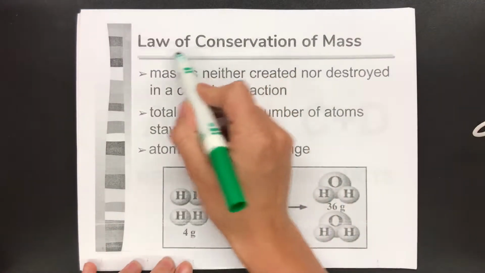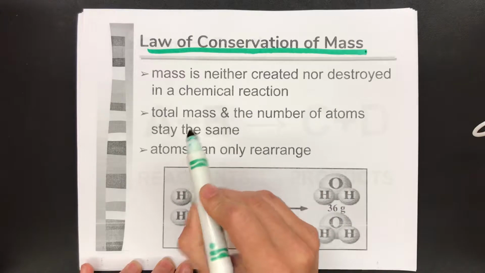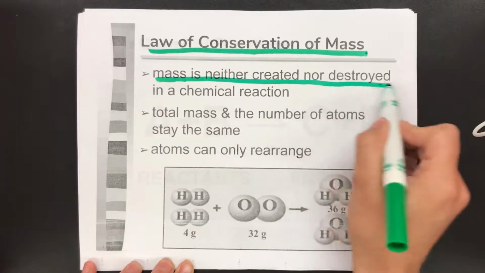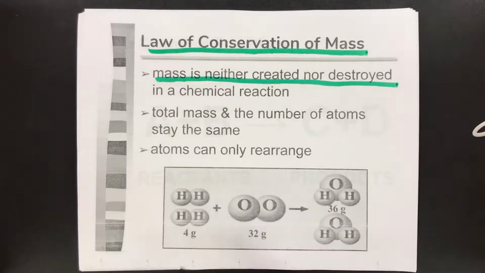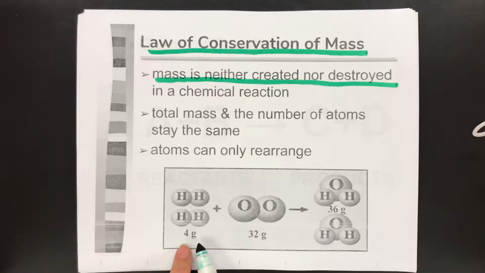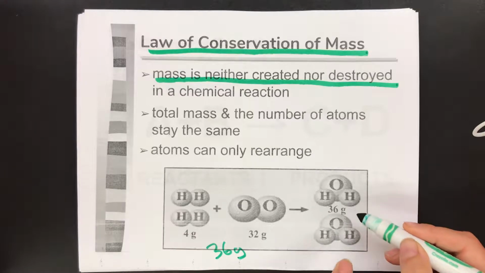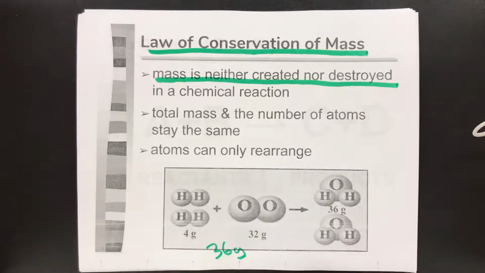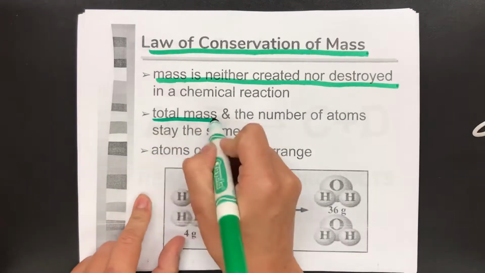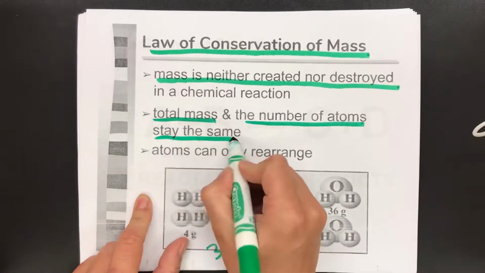Law of conservation of mass. This is when mass is neither created nor destroyed in a chemical reaction. So if I start off with 4 plus 32 grams, that equals 36. If I start off with 36 grams, I'm going to end with 36 grams. Mass doesn't just appear or disappear. So if you start off with 36, you end with 36. So the total mass and the number of atoms stays the same.